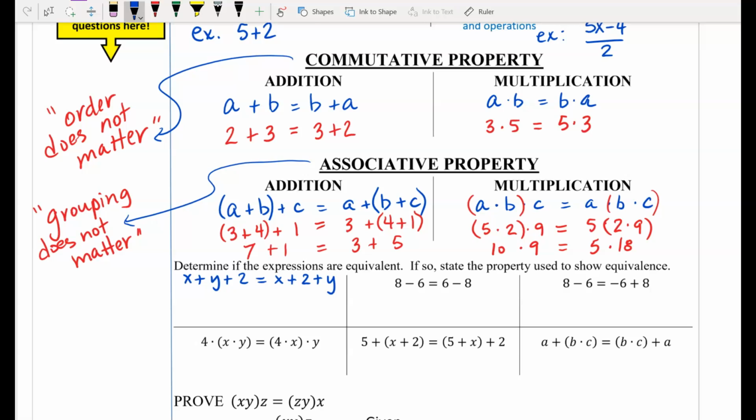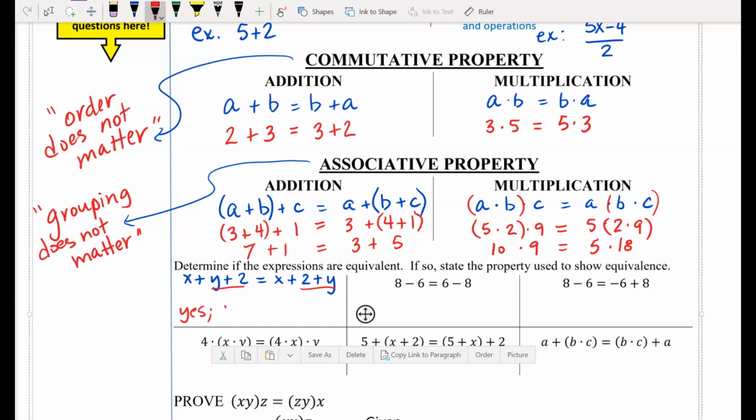In the next group of problems, we're going to determine if the expressions are equivalent using the commutative and associative property ideas. So if they are equivalent, then we want to state which property is used. Notice you have to write down that first problem because it wasn't included on your notes template. So I have x plus y plus 2, and I want to know, is that equal to x plus 2 plus y? And the answer to that is yes. Because the only thing that changed, we have addition all the way through on both sides, and the only thing that changed was the order of y plus 2 and 2 plus y. So because of commutative property, that is true.